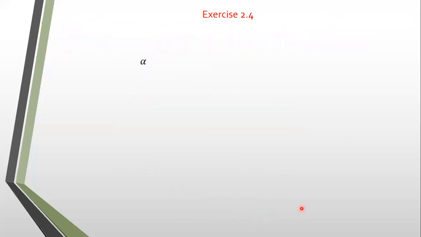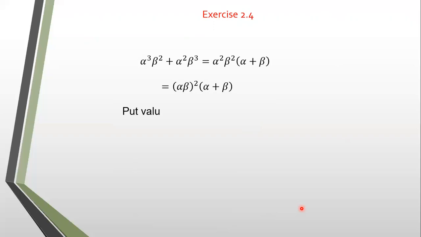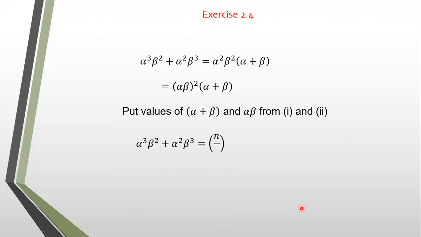Now alpha cube beta square plus alpha square beta cube can be written as alpha square beta square common, and remaining terms are alpha plus beta, that is alpha beta whole square into alpha plus beta. Now replace the values of alpha plus beta and alpha into beta from 1 and 2. We will get alpha cube beta square plus alpha square beta cube is equal to n over l whole square into minus m over l, which means that minus m n square over l cube is our final answer.